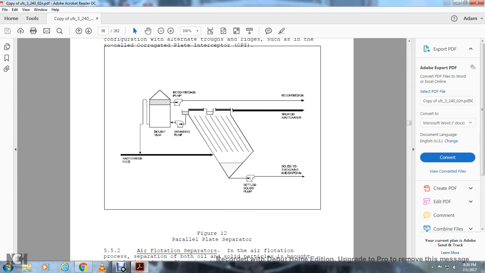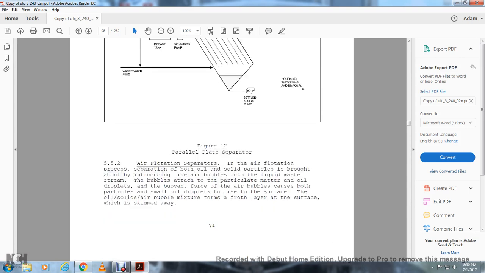Figure 12, parallel plate, shows the wastewater feed going in. The recovered oil goes from the decant tank to the recovered oil, and the wastewater goes directly into the treated water system. Then solids are thickened and disposed of from the settled solids. The decant tank receives the wastewater feed.